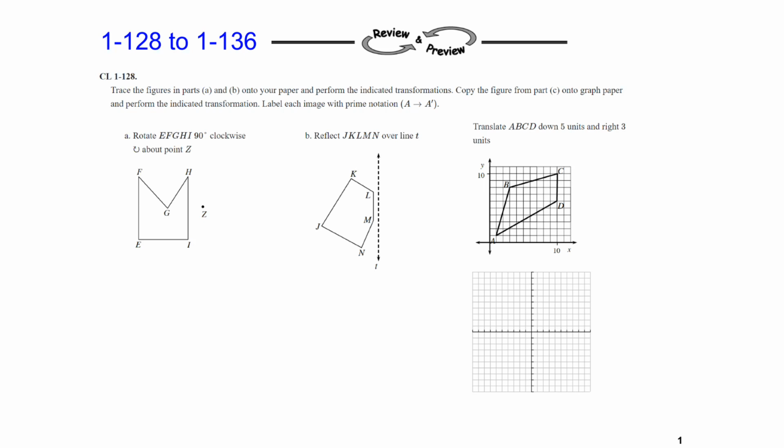Question 128. Trace the figures in parts A and B onto your paper and perform the indicated transformations. Copy the figure from part C onto graph paper and perform the indicated transformation. Label each image with prime notation. So in part A, we want to rotate figure EFGHI 90 degrees clockwise about point Z.